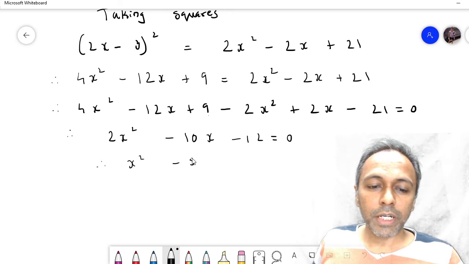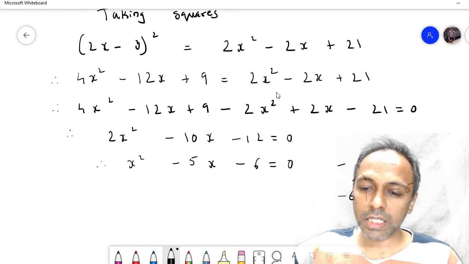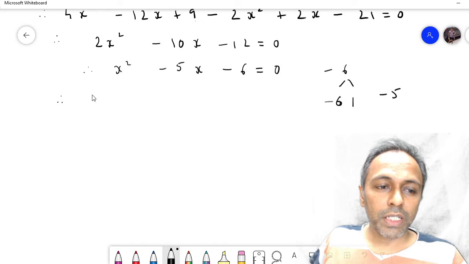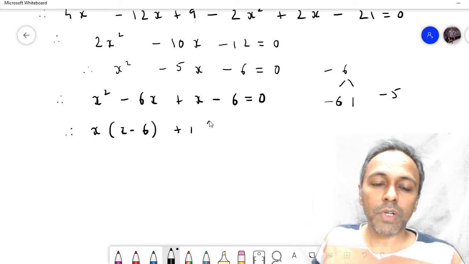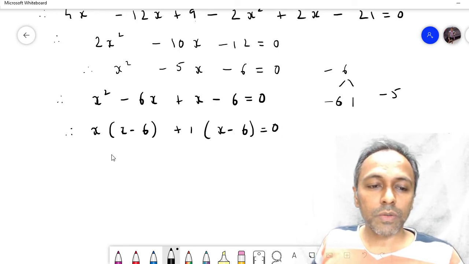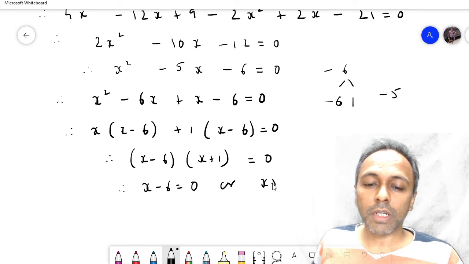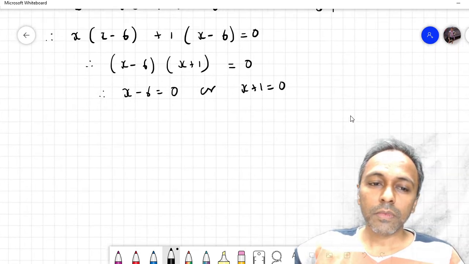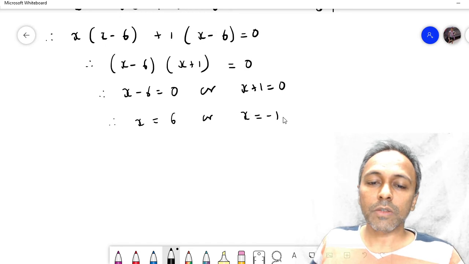All are even numbers. We can divide by 2. X square minus 5x minus 6 equal to 0. Last term is minus 6 and the middle term is minus 5. So correct factors will be minus 6 and 1. Let's continue factorizing. So it becomes x square minus 6x plus x minus 6 equal to 0. Therefore x into x minus 6 plus 1 into x minus 6 is equal to 0. Therefore x minus 6 into x plus 1 is equal to 0. Therefore x minus 6 equal to 0 or x plus 1 is equal to 0. Therefore x is equal to 6 or x is equal to minus 1.